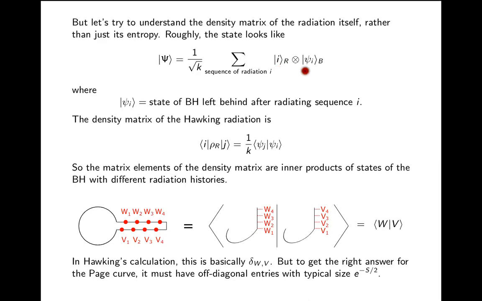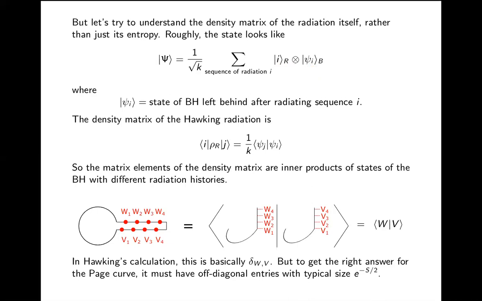There's some leftover state of the black hole. So you get an answer for a list of polarizations, and after you get that answer, there's some state of the black hole that's left. If you had done the measurement and found a different sequence of polarizations, then there would be a different state of the black hole. And for each sequence of polarizations that you measure, there will be some different state of the black hole.